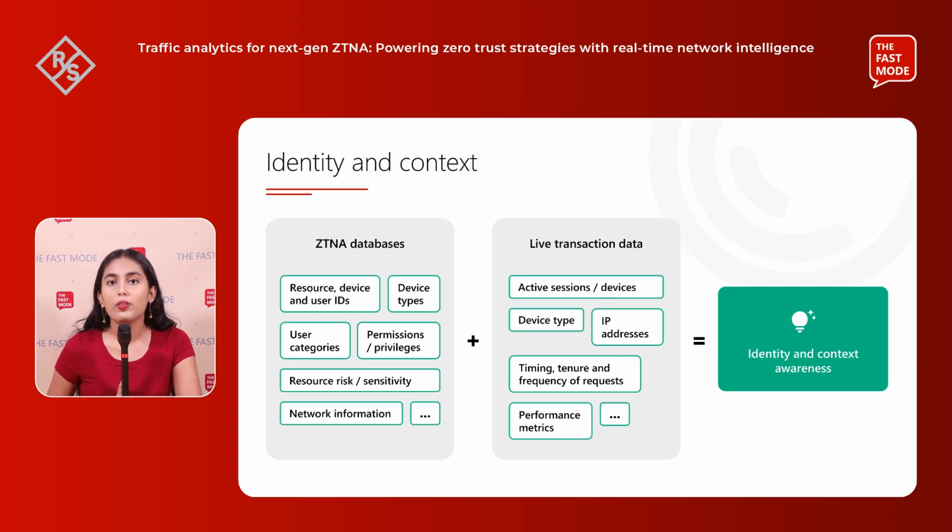For instance, a user with the right role and credentials may request access to an application, but this request comes from a device that has not yet been associated with this user. Or the same user is found to be active on many other sessions concurrently. In both of these scenarios, real-time identity and context awareness enables ZTNA to decide that the user shouldn't be granted access and that other security measures should be taken.